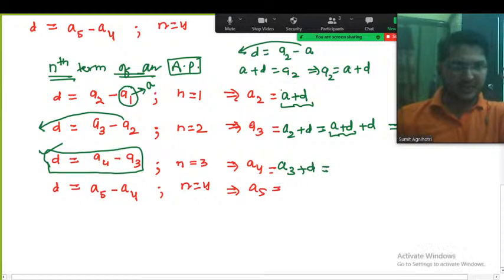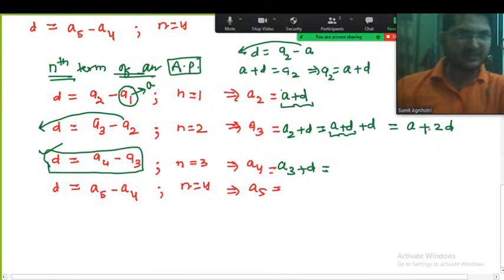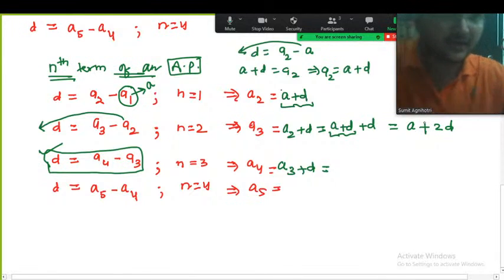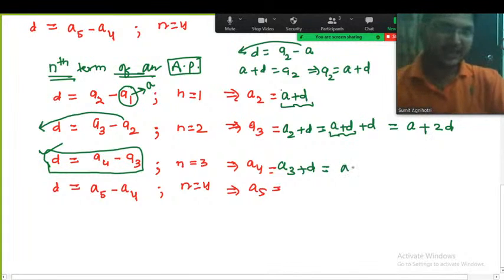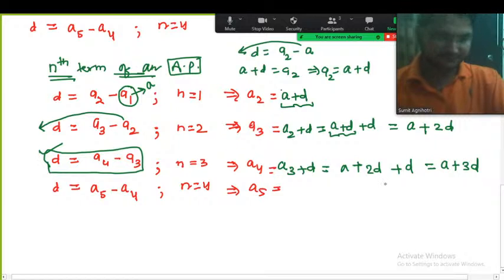And now we can substitute A3 equal to how much? A plus 2D is our A3 actually. In the place of A3 we can write A plus 2D. Then we have D to add, and we will get A plus 3D in the place of A4. Agreed?